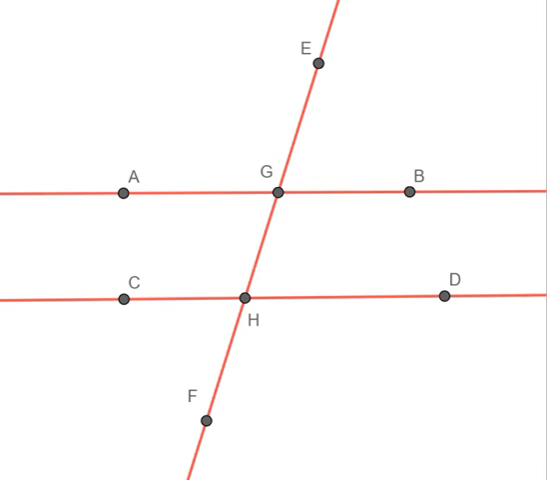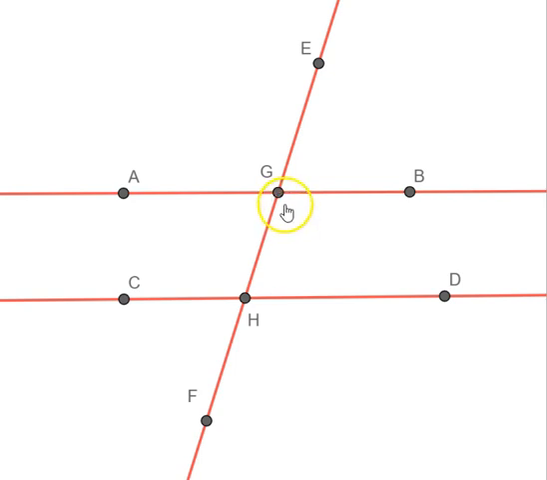Euclid's 29th proposition says that if we have two parallel lines, then angle BGE is equal to angle DHG. That is, corresponding angles are equal. External angle is equal to the internal opposite angle on the same side.